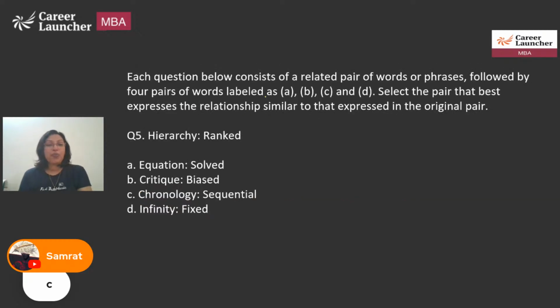Here you are. So now this is an analogy. An analogy gives you a relationship and expects you to identify the relationship and see which set of words uses the same relationship. So hierarchy is to rank. What is the correct answer? Come on, guys.